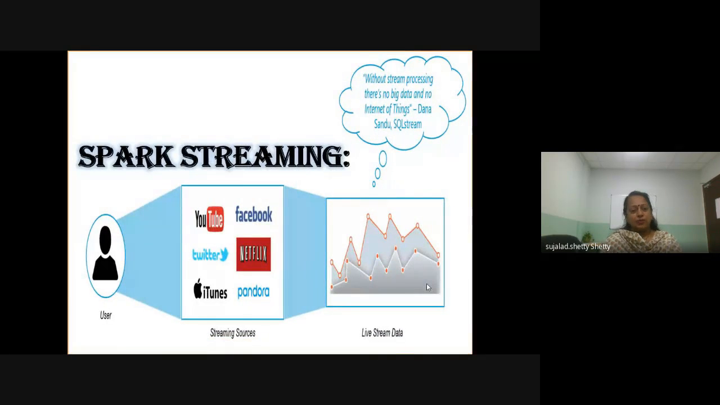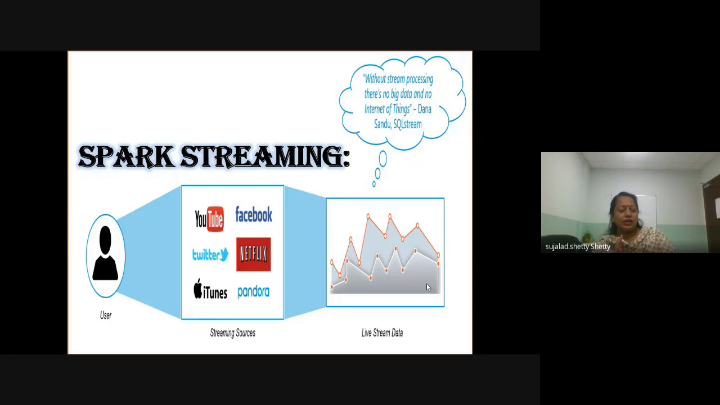In this case, like we've seen, you can have a user. Streaming data is continuous data that is going to be generated. And where is it generated from? Any of these applications that you can have. It can be Facebook, Twitter, Netflix, it can be our IoT sensors, anything. Without stream processing, there's no big data and no Internet of Things.